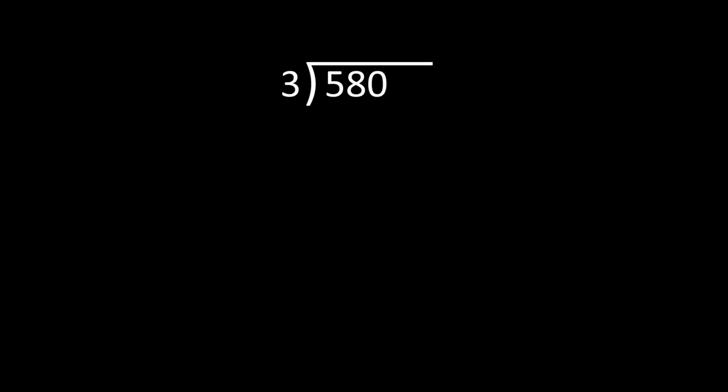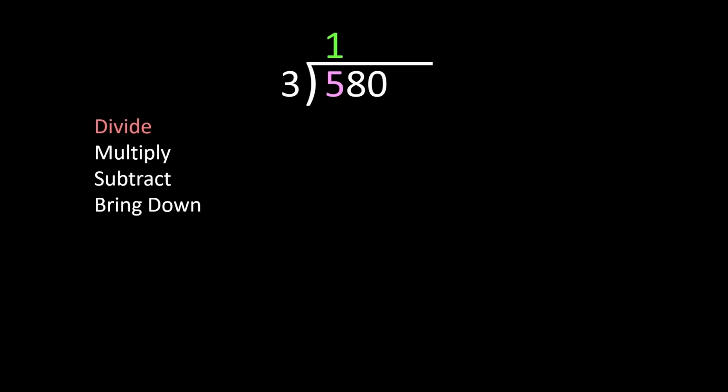In this example, we have 580 divided by 3. And our first step is to divide. We're going to divide 5 by 3. 5 divided by 3 is 1. Notice that I've lined the 1 up right above the 5 because that's what I've just divided. And our next step is to multiply, and we'll be multiplying 1 times 3. 1 times 3 is 3, and now we're ready to subtract. 5 minus 3 is 2.